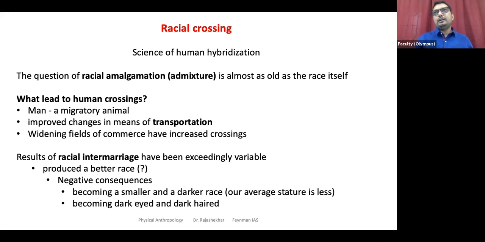Think about marrying tribal women, where some rare genetic disorders are common. You may bring in those genetic problems into the population. Some negative consequences may come from the race process. Smaller, darker, less healthier. Okay, and also dark eyed, dark haired, etc. So these features.